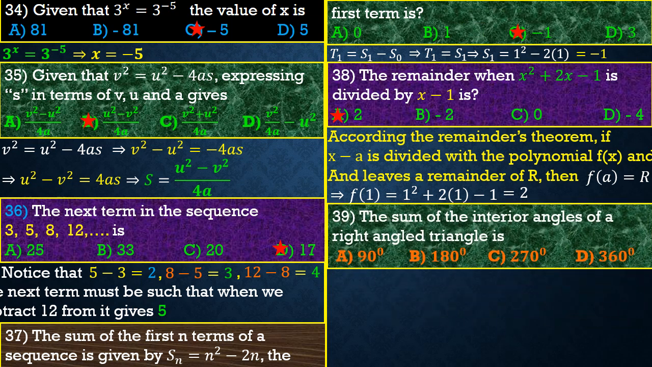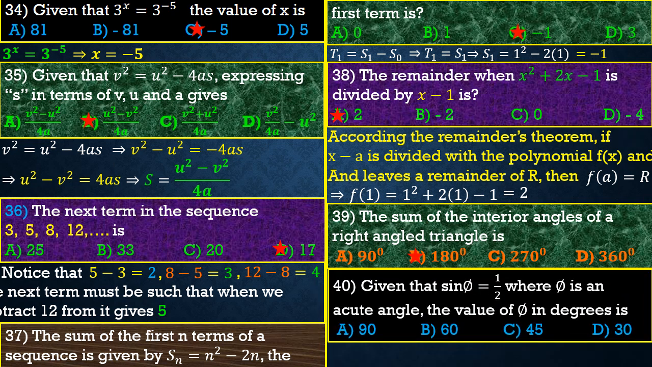Question 39, guys, reads that the sum of the interior angles of a right angle triangle is, oh my god, guys, this question is direct. The answer has to be 180. The sum of angles in a right angle triangle, guys, must sum up to 180.